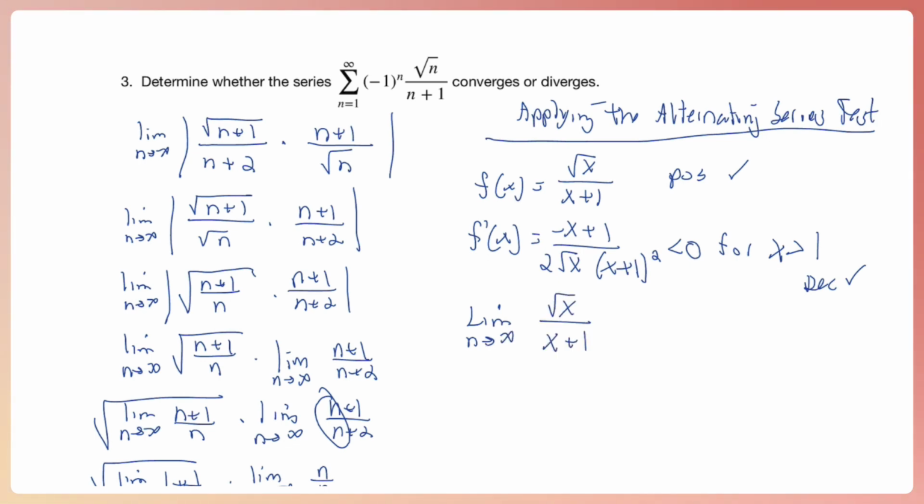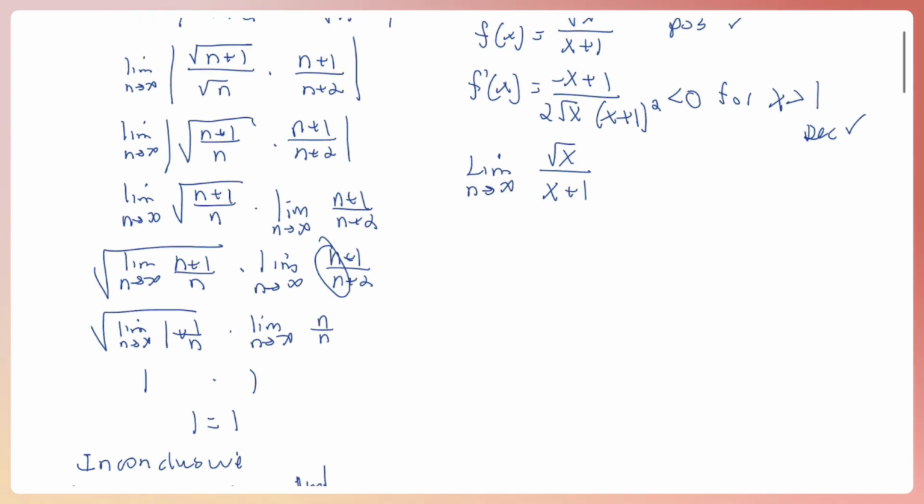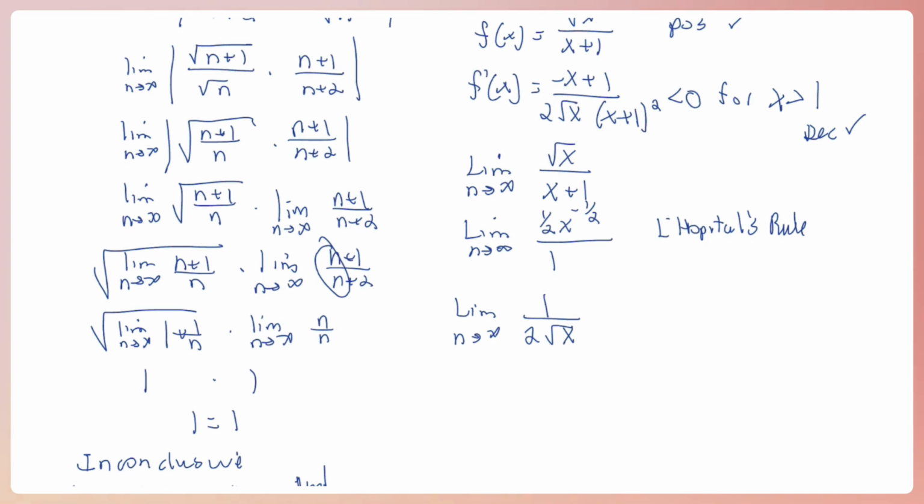So now we can do the limit as n goes to infinity of the square root of n divided by n plus 1. Let's use L'Hopital's rule to evaluate this infinite limit. And we get the limit as x goes to infinity of 1 half x to the negative 1 half over 1. Getting rid of our negative exponent, that is equal to the limit as x goes to infinity of 1 over 2 times the square root of x. And that's a fraction getting small, so that's equal to 0. And remember, we needed the limit to equal 0, so yes. Our conclusion is that this series converges by the alternating series test.